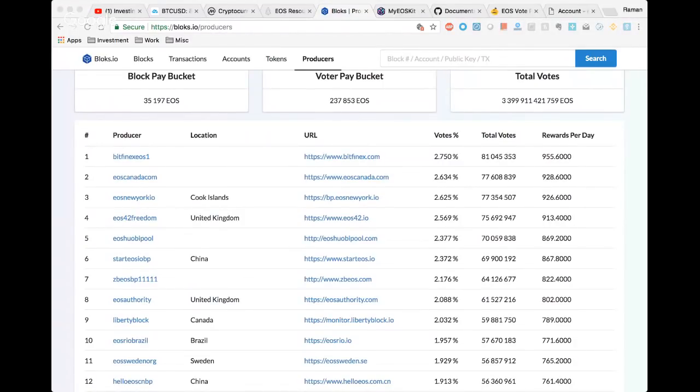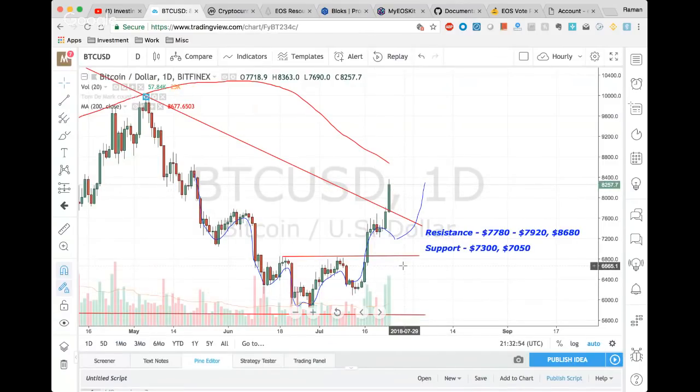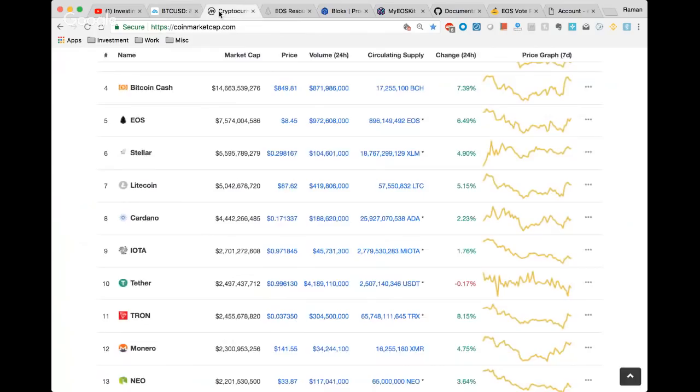I think I'm getting this question again: my price prediction for EOS. I don't speculate here because it can be taken wrongly. I don't want to be an advisor for you to buy and sell. What I can tell you is that EOS is at a very low level right now.